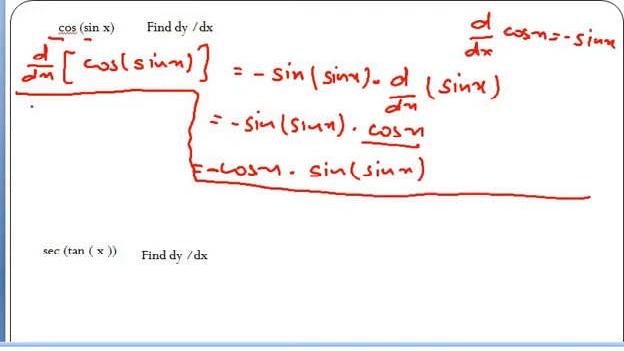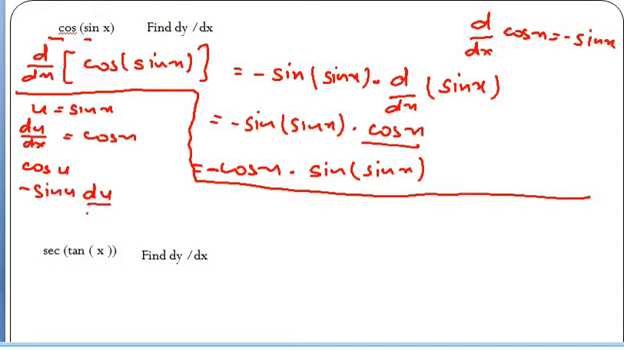Now if you are comfortable, you can also write u is equal to sin x, the inside function, and then du by dx, the derivative of u, is equal to cos x. Now the function will be cos u. The derivative of cos u is minus sin u times du by dx. So we write minus sin of x, since u is sin x, and then du by dx is cos x. Again you can see you get the same answer. Either way will be the answer: you can do it directly, or you can take any variable and define it, and then do it.